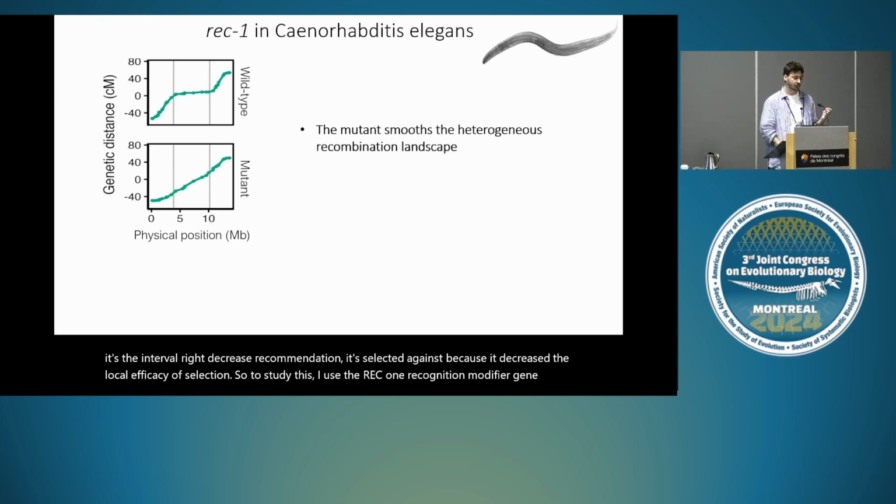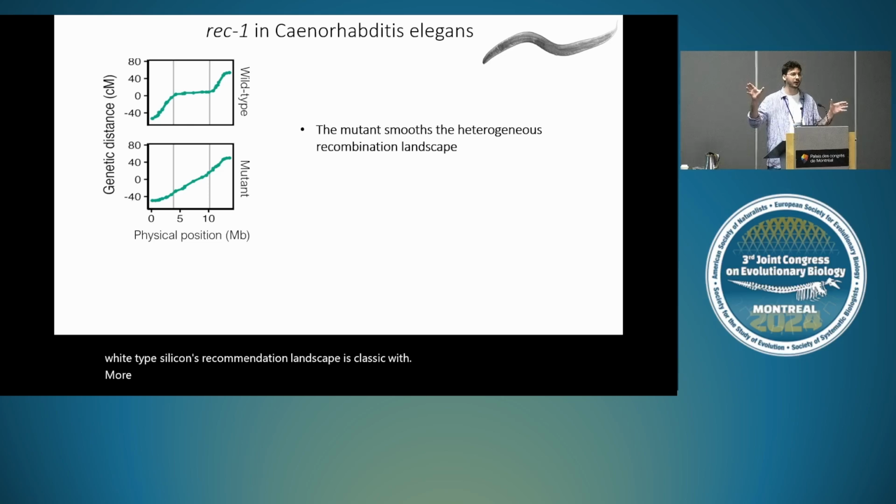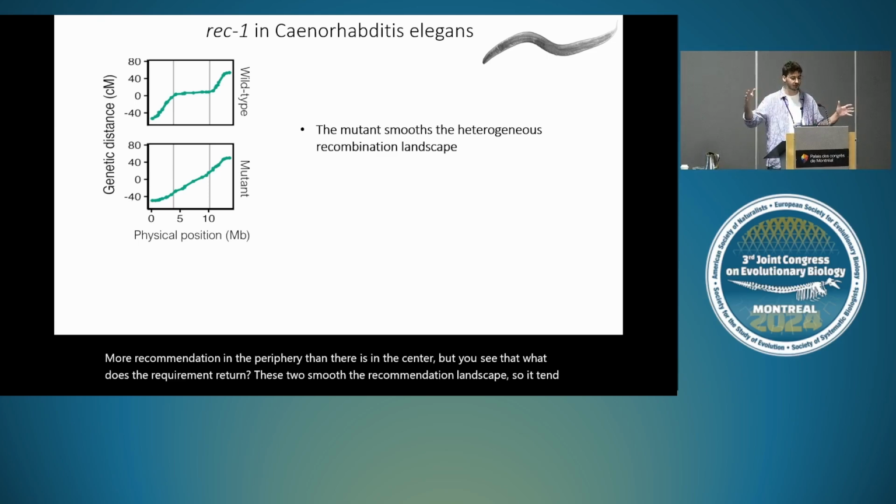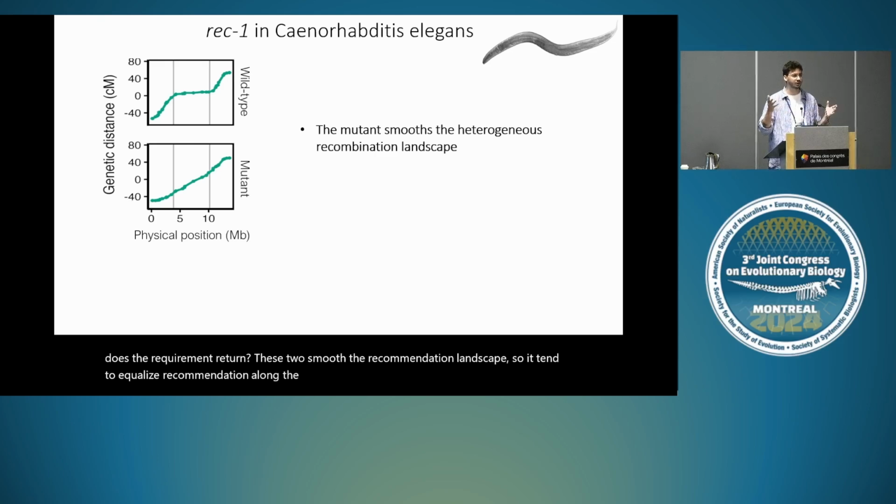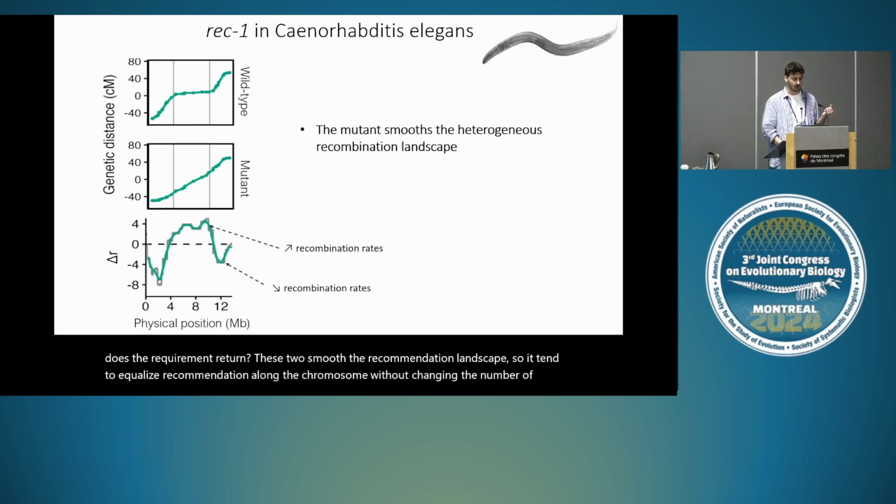So the wild type C. elegans recombination landscape is classic, with more recombination in the periphery than in the center. But you see that what the REC1 mutant does is smooth the recombination landscape, so it tends to equalize recombination along the chromosome without changing the number of crossovers. So if we take the difference in recombination rate, we see that in some genetic intervals it increases recombination, and in some genetic intervals it decreases recombination.